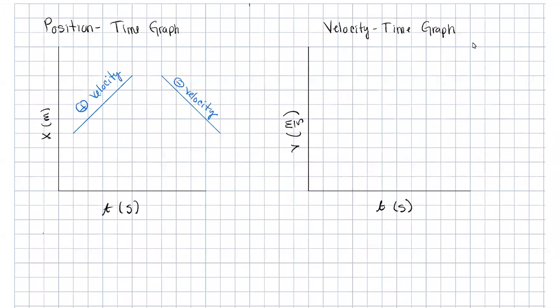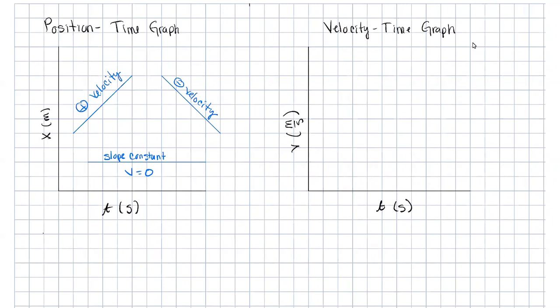Now, if we happen to see a straight line like this, the slope is constant. So the velocity is going to equal 0 because there's no change in position over change in time.